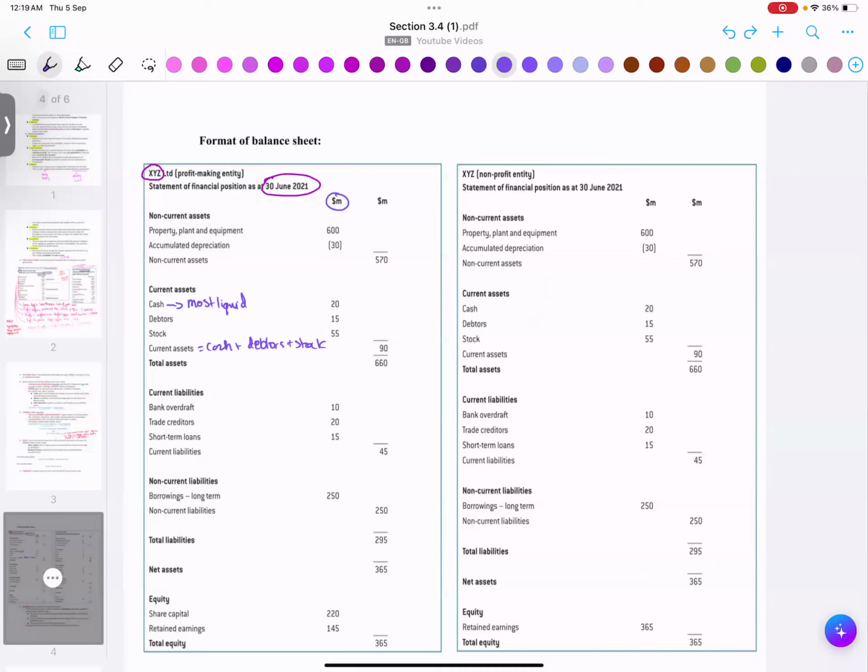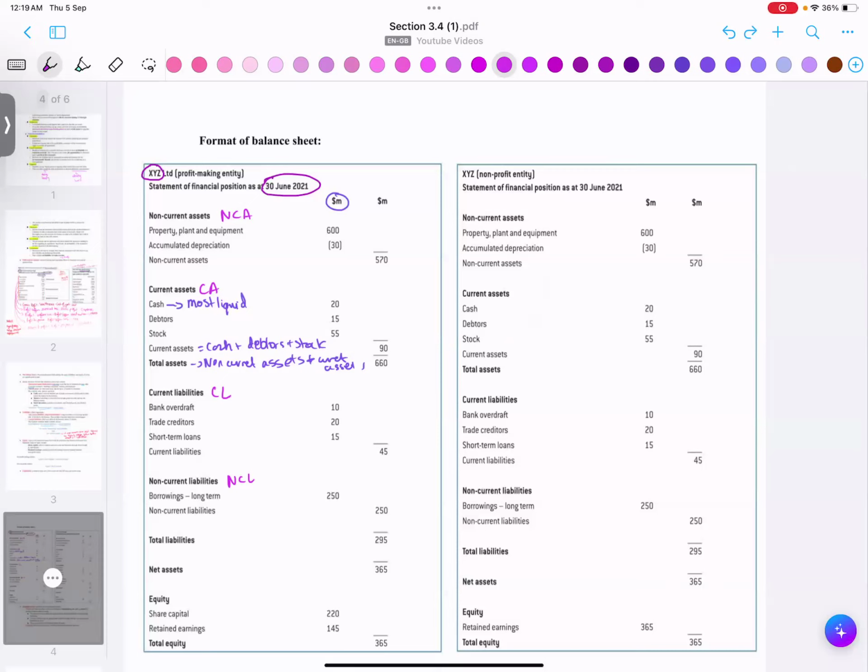Then you have total assets, which is non-current assets plus current assets. And it's the same in the non-profit entity. Now I'm just going to put acronyms for you guys. You have NCA, then CA, then CL, then NCL, then total liabilities.